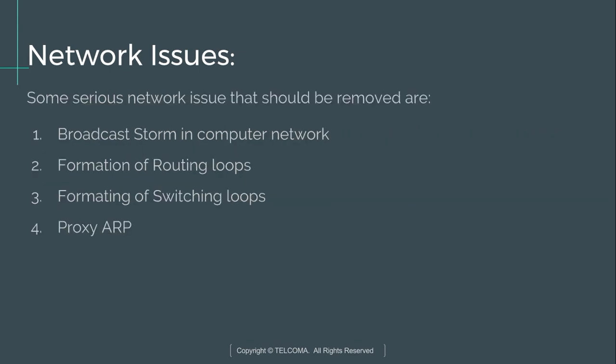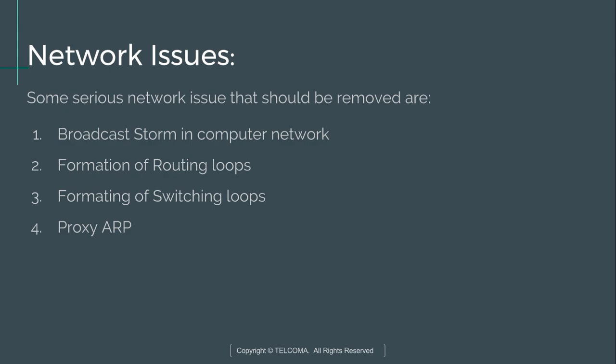Next are some serious problems which should be removed from the network. First is the broadcast storm in a computer network. A broadcast storm occurs when one or more devices send a non-stop broadcast frame over the network, and this makes the network slow down or freeze. To troubleshoot this problem, we have to isolate the network, or run a packet analyzer software tool to find the troublemaking node in the network.